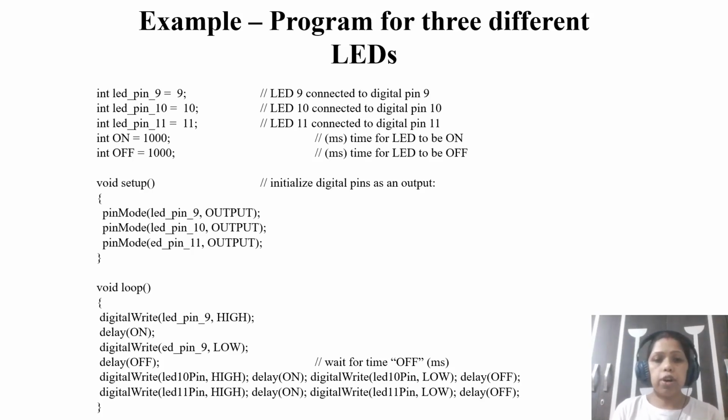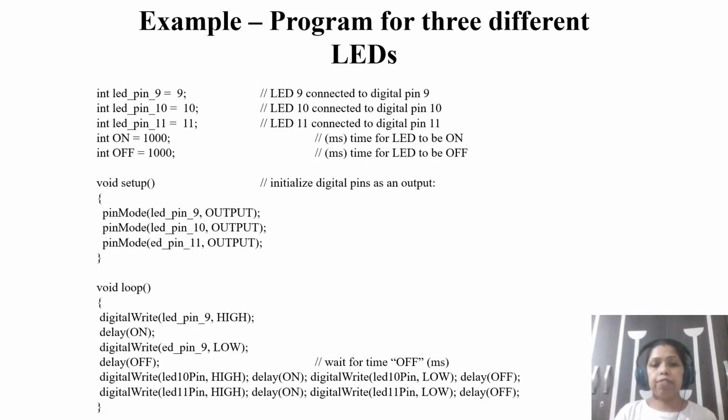Normally I will explain a little bit of the LED blinking program I have shown you. For a single LED blinking, the program is almost the same. Here the three variable declarations are done because you have connected three LEDs: int LED pin 9, int LED pin 10, int LED pin 11. Then you have to mention the LED delay time: int on is equal to 1000, int off is equal to 1000.